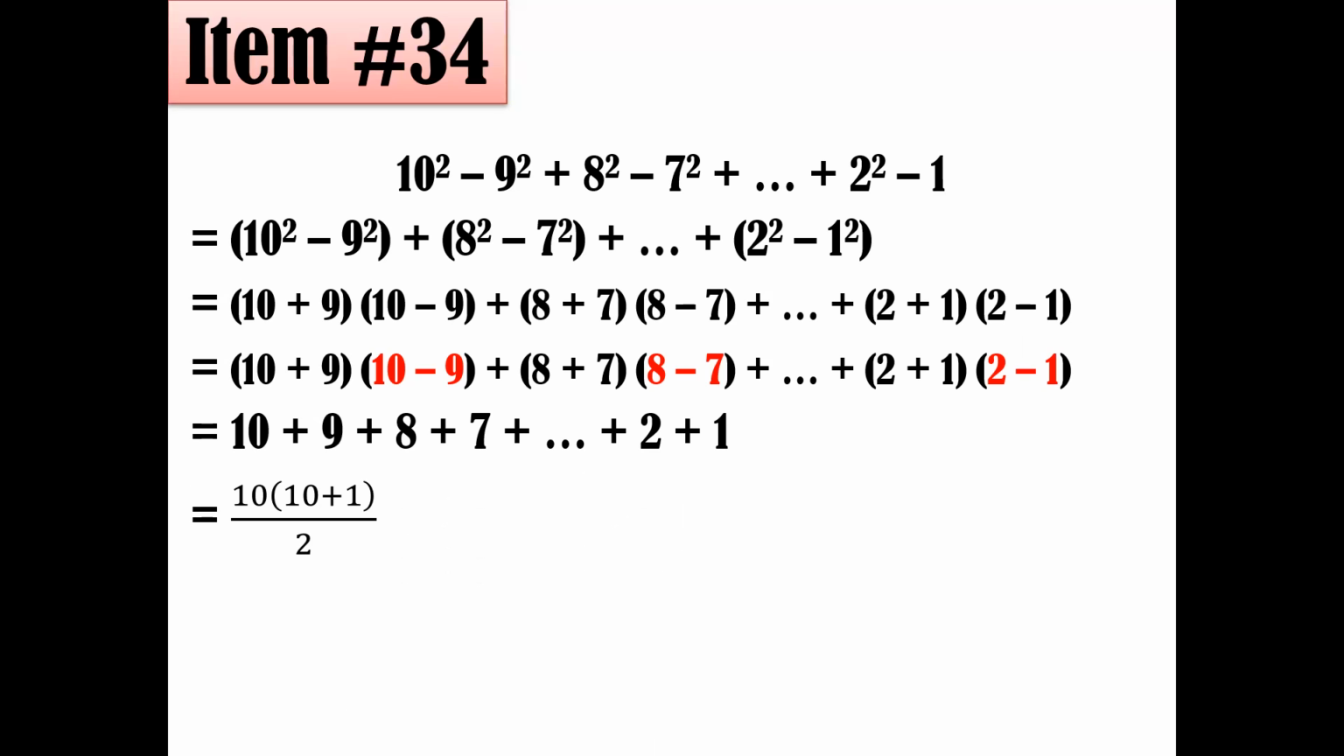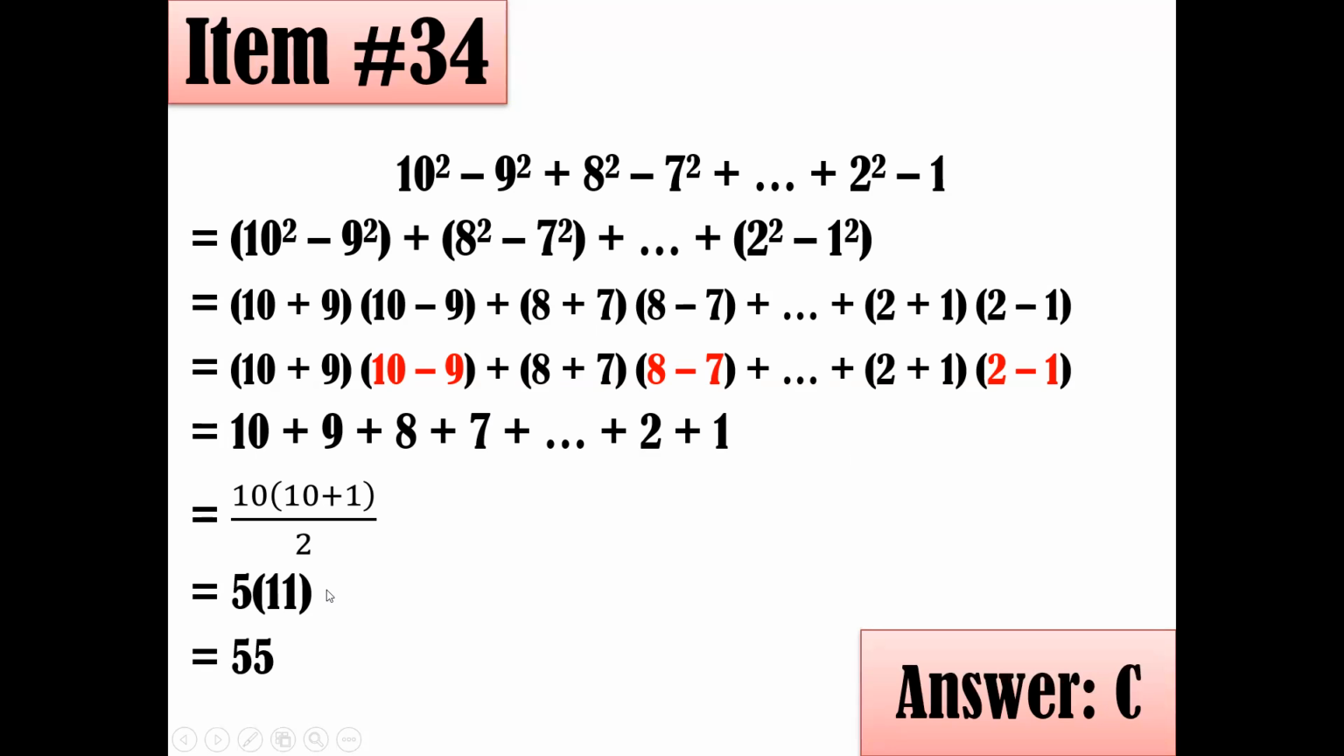And remember, meron po tayong formula, number of terms. This is an example of an arithmetic series. Arithmetic siya kasi meron siyang common difference na -1. To get the sum, just divide the number of terms, which is 10, by 2, and multiply it with the sum of the first and the last term. And that becomes 10 over 2 is 5, 10 plus 1 is 11, and that's 55. Letter C. Great job.